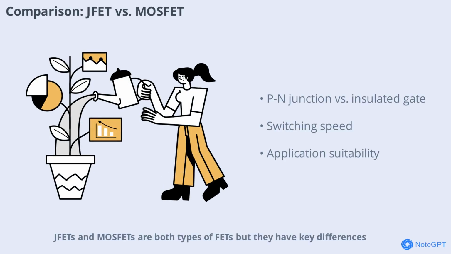JFETs and MOSFETs are both types of FETs, but they have key differences. JFETs use a PN junction to control current, while MOSFETs use an insulated gate.